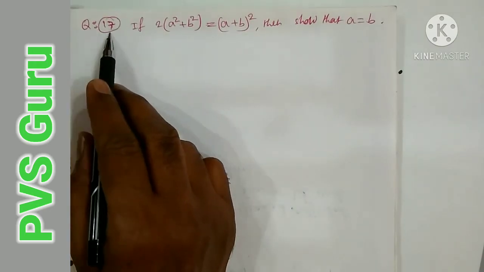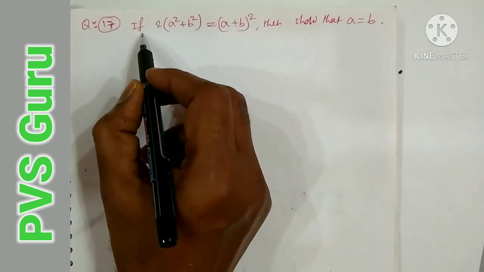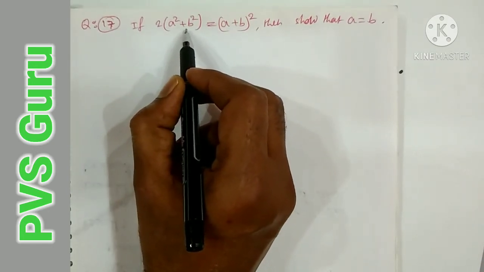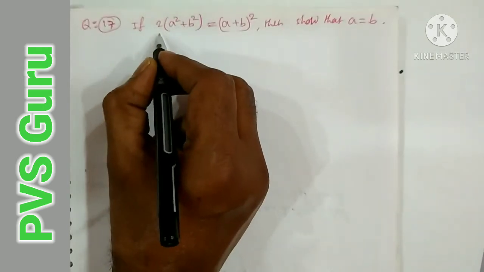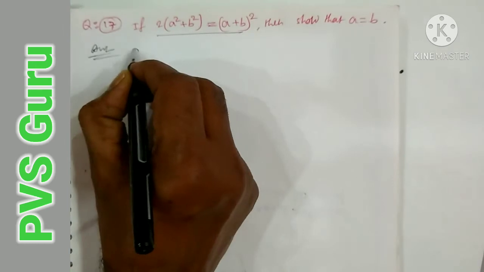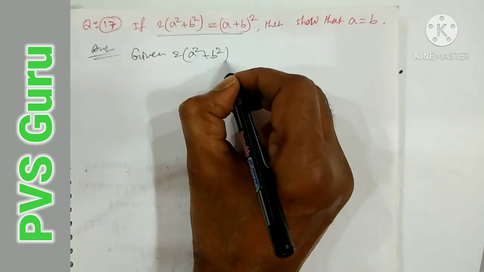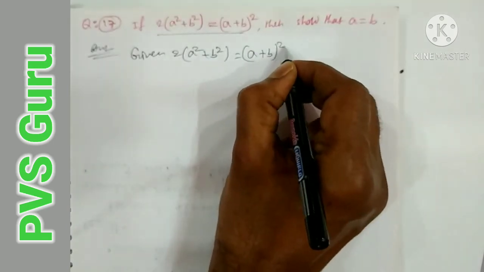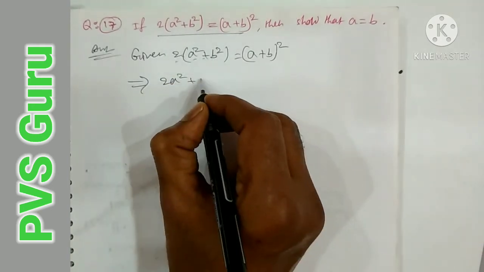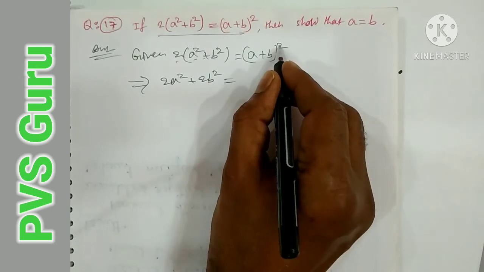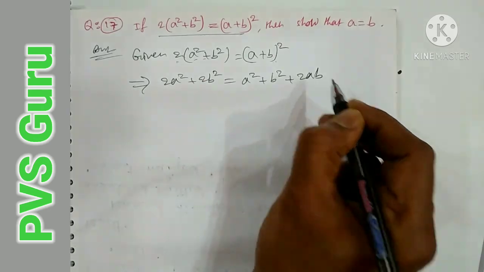So last question, question number 17. Very interesting problem and easy also. Here you see, if 2 into a square plus b square is equal to a plus b whole square, then show that a is equal to b. So you take this given value: 2 into a square plus b square is equal to a plus b whole square. Multiply: 2 into a square is 2a square, 2 into b square is 2b square, is equal to a plus b whole square formula, first identity, a square plus b square plus 2ab.